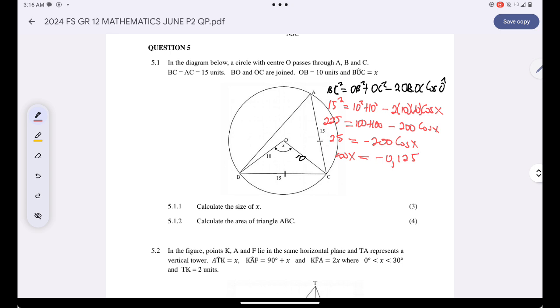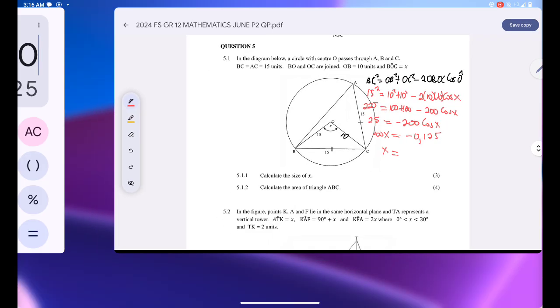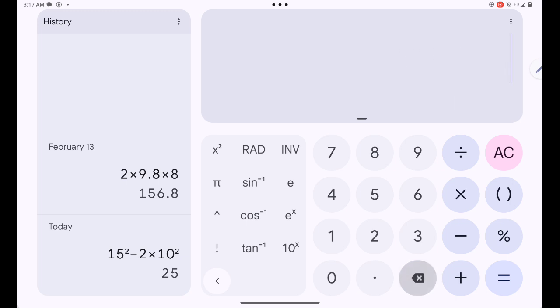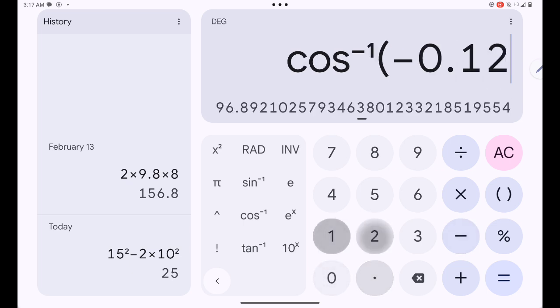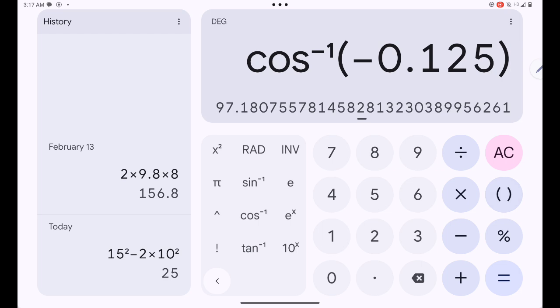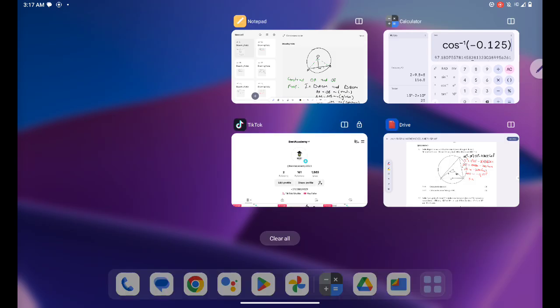Okay, when I divide by 200, I'll get this, né? And then I don't want to be fancy. X is equal to 97.18.